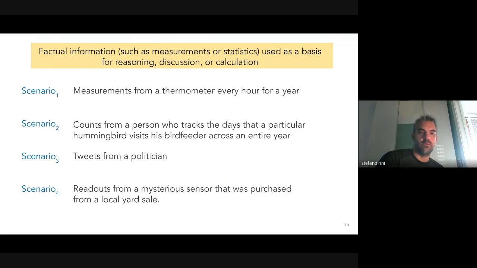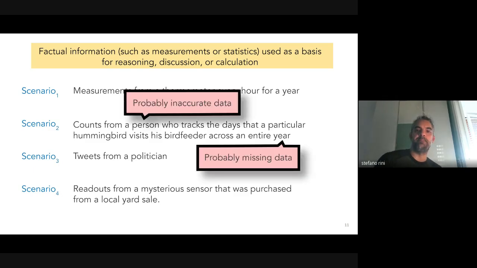So let's go through the first definition of data, which is that of factual information. The scenarios in which you'll be collecting data, for example, would be a measure from a thermometer, right? It gives a measurement for every year, the counts of a certain person who counts a specific type of bird, the tweets for representation, or a readout of some mysterious sense on the purchase on the local sales.